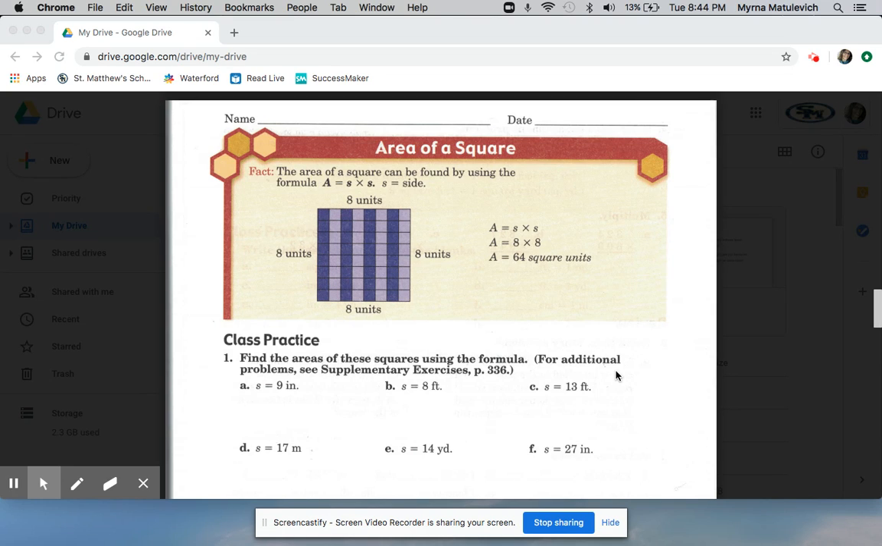Watch the video link, read the yellow box on your worksheet, and complete the worksheet. Greens and homework are optional.